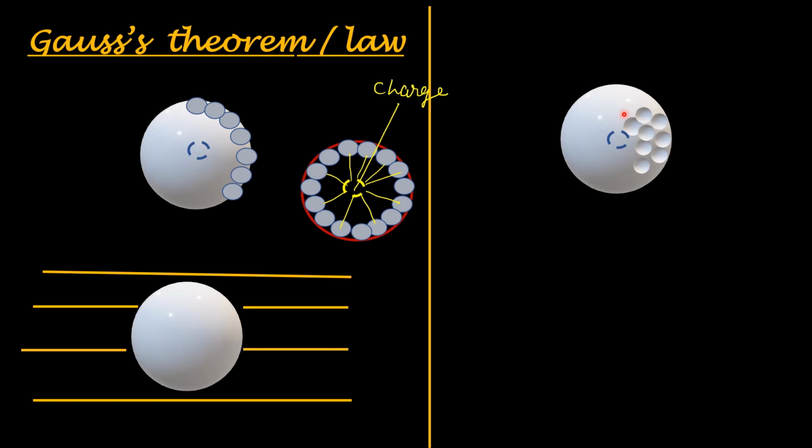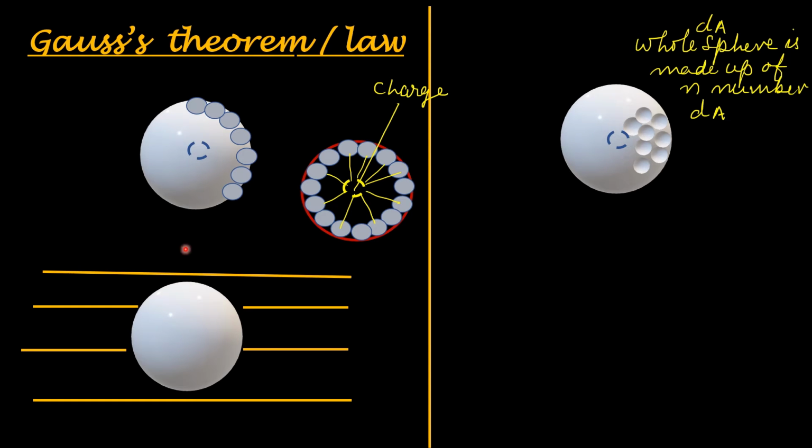The sphere can be assumed to be formed of a large number of, say, n number of area elements, which are also small spheres called dA. It may be numbered as dA1, dA2, dA3, dAn. In this diagram, I have shown only a few small dAs. It is assumed that several more of them are present throughout the sphere.